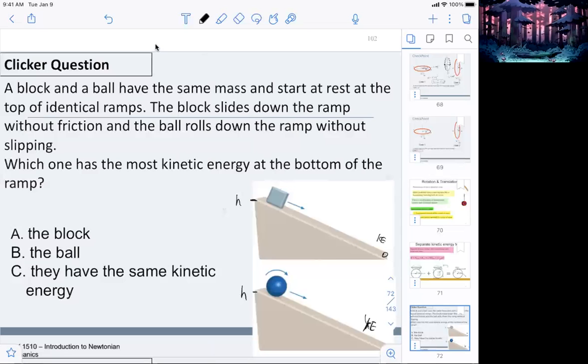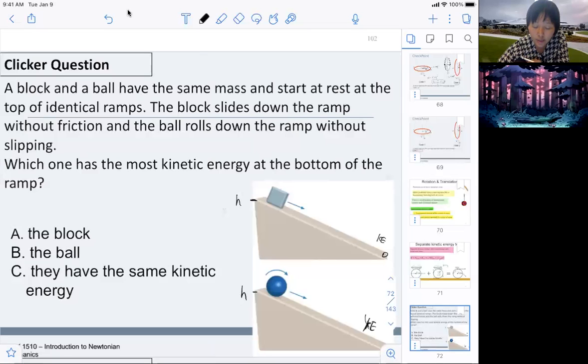I use the height to determine the potential energy of both the block and the ball. Very good. So they have mgh as their potential energy to begin with. And then what can we do with that potential energy? With that information, we can set it equal to the kinetic energy at the bottom of the ramp.